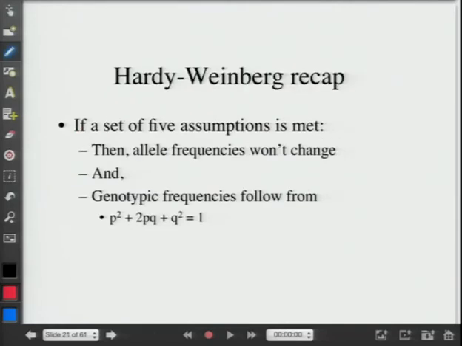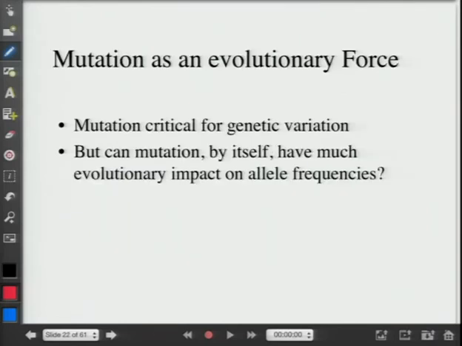Okay, so here's a little mini recap. If these 5 assumptions are met, if you describe the frequency of one allele as p, and the alternative allele as q, then the genotype frequencies follow from p squared plus 2pq plus q squared equals 1, and they won't change over time. There'll be no evolution at that locus if these 5 conditions are met, and these 5 conditions, the first of which is mutation.